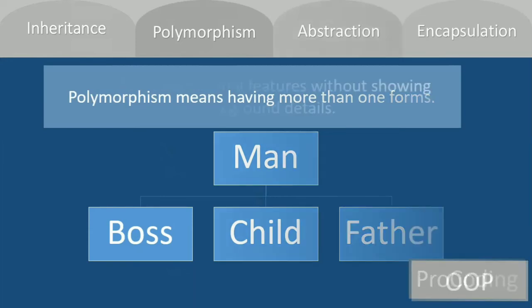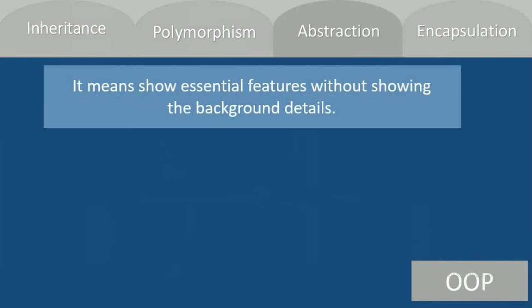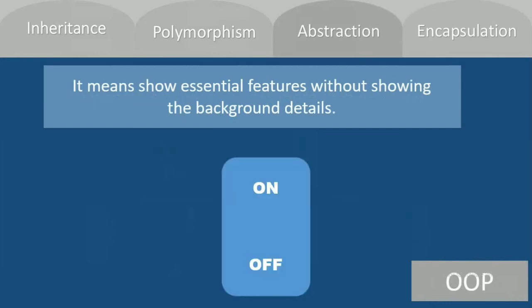The next one is abstraction. Abstraction means to show essential features without showing the background details. For example, we all have switchboards. The essential features that we need to know are on and off, and the background detail is the circuit that we need not know.